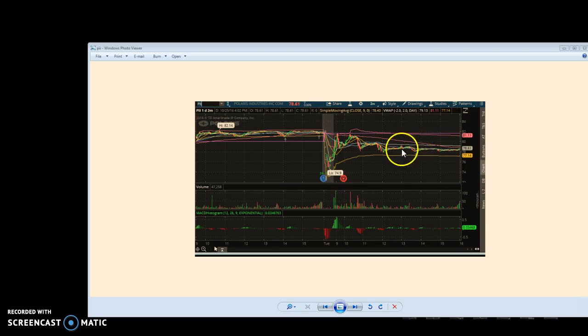So let's move on. This stock here, PII, you can see the day before. This is a 2-day chart. Again, 2-minute chart.